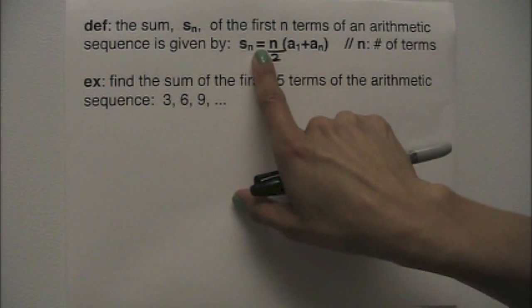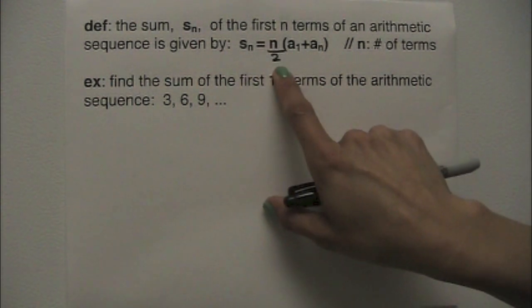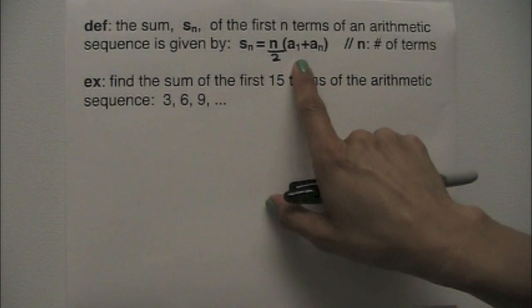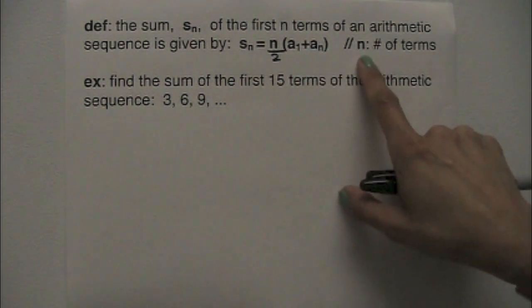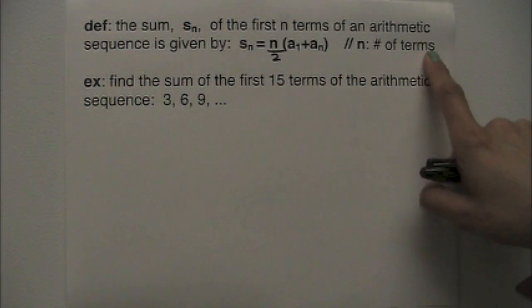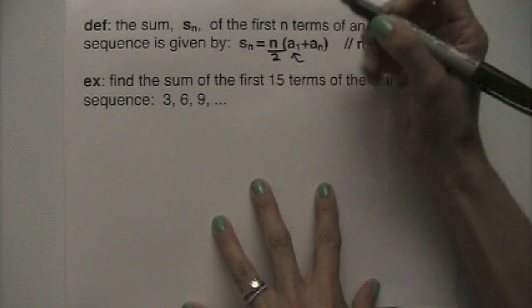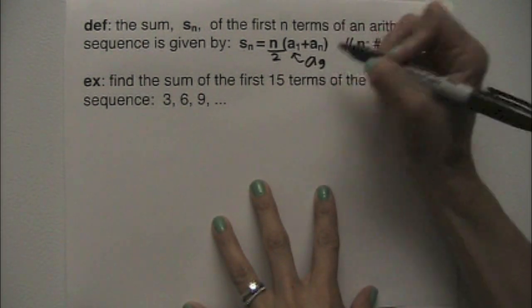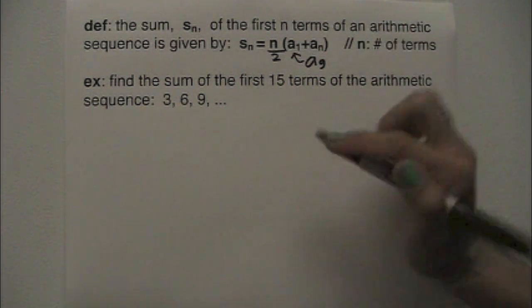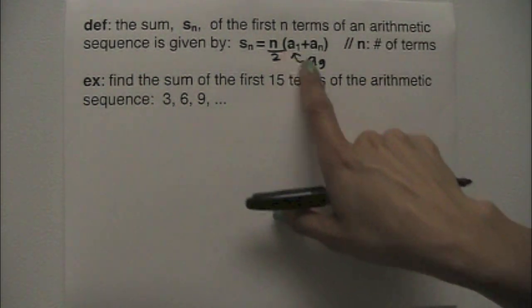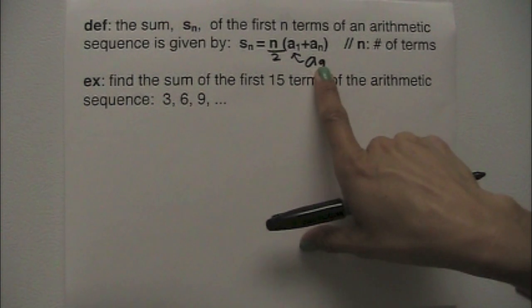S sub n is equal to n divided by 2 times the quantity a sub 1 plus a sub n, where n is going to be the number of terms of the sum or the sequence that you're adding up. I just want to make a note to stay consistent with the previous part of our lesson. You can also refer to this as a sub g, the first term you're given.